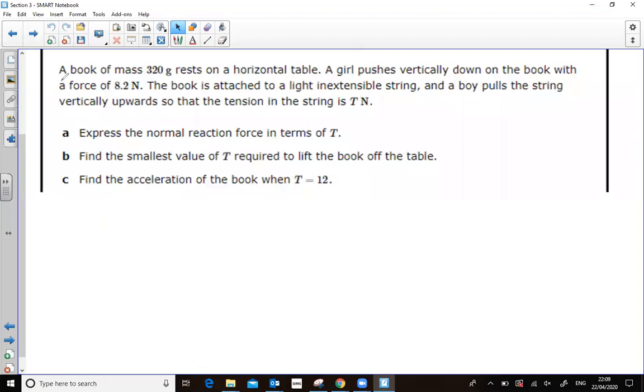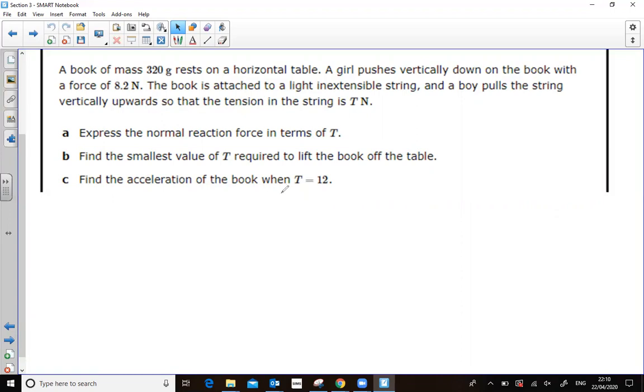Okay, so here it says a book of mass 320 grams rests on a horizontal table. A girl pushes vertically down on the book with a force of 8.2 Newton. The book is attached to a light, inextensible string, and the boy pulls the string vertically upwards so that the tension in the string is T Newton. A: express the normal reaction force in terms of T, and then find the smallest value of T required to lift the book off the table, and then find the acceleration.